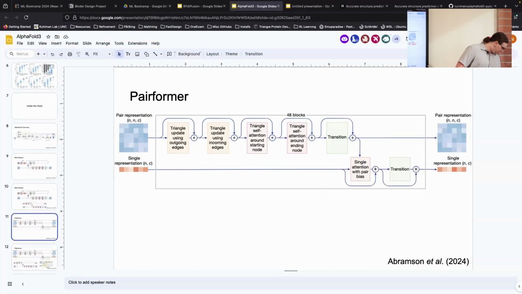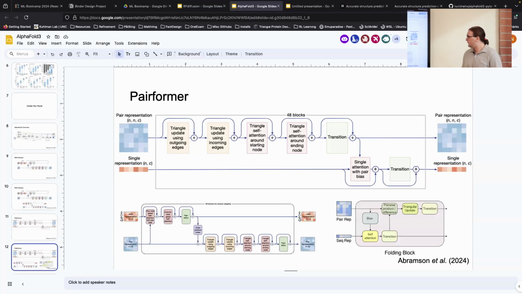As I mentioned, this is quite similar to the EvoFormer and the folding block. It's honestly almost identical to the folding block. Maybe the operations are in a different order, but it's pretty much the exact same. So they're really just repurposing some of these ideas and maybe reframing it.